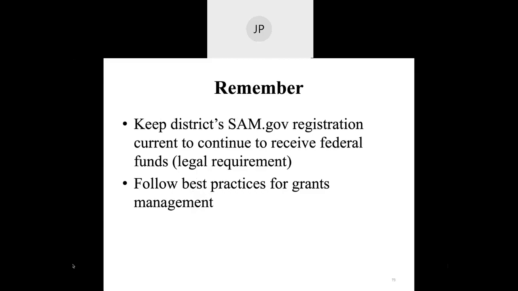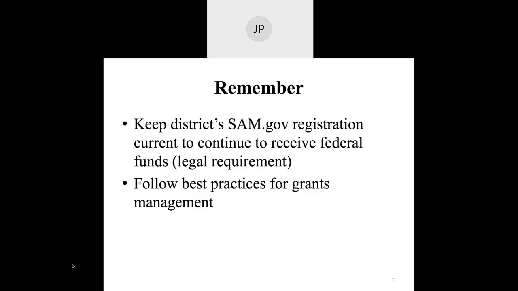Please remember that you have to keep your district SAM.gov registration current in order to continue to receive federal funds. That's a contractual obligation when you sign the GAN and begin to get funds. And also, if your registration lapses, we have to stop your federal subgrant funds because it's basically against federal law for us to continue to give you funds.